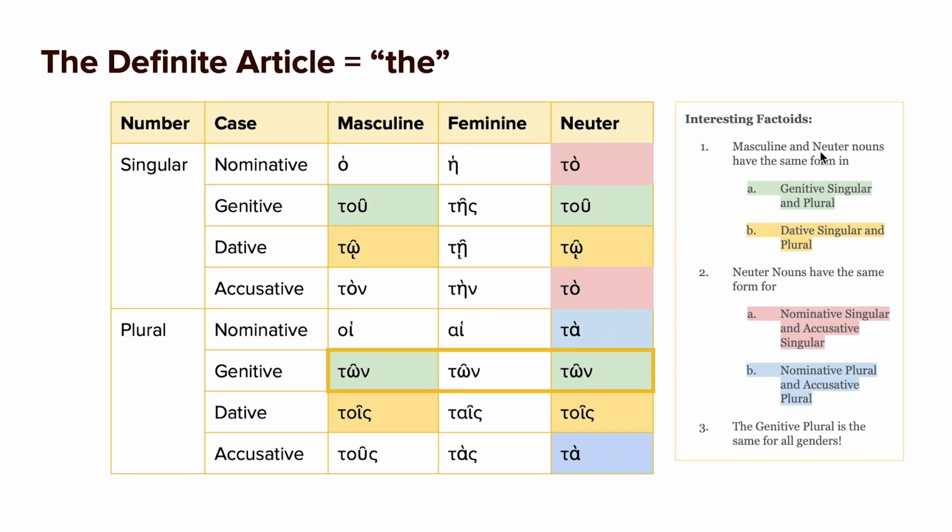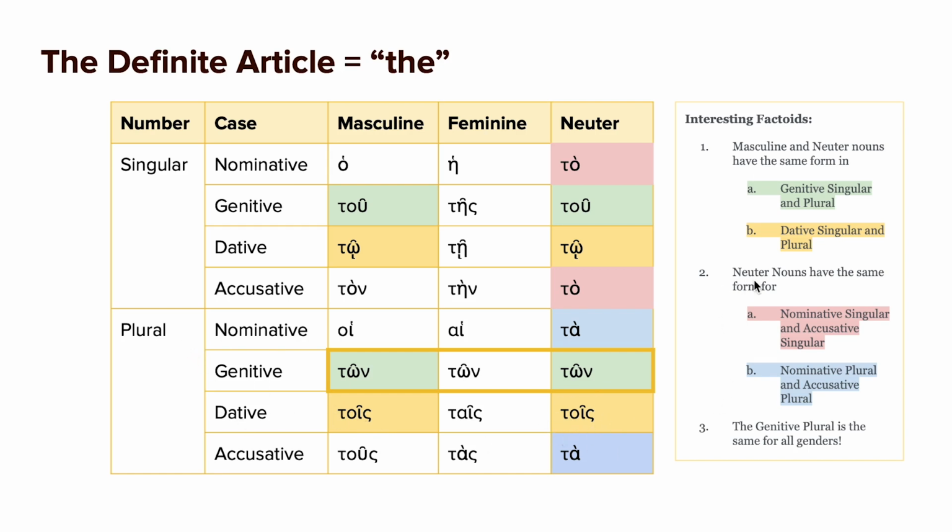All right, so I wrote it over here. First of all, we know that the masculine and neuter nouns have the same form in genitive, singular and plural, and dative, singular and plural. So singular genitive masculine is the same as singular genitive neuter. And singular dative masculine is the same as singular dative neuter. And plural genitive masculine is the same as plural genitive neuter. Plural dative masculine is the same as plural dative neuter.